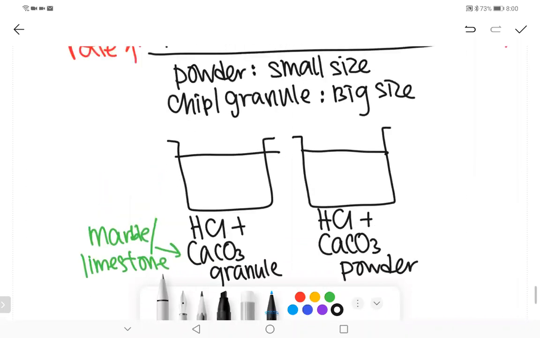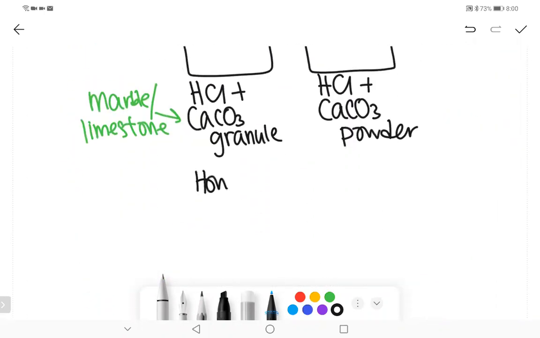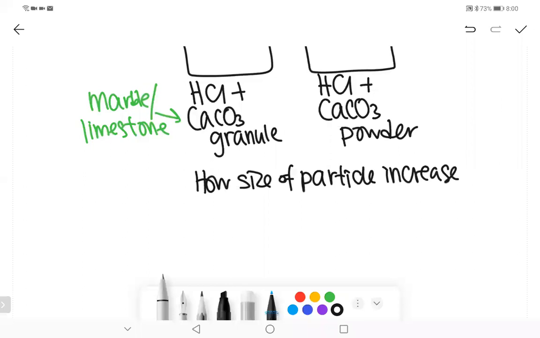Now let me give you a sample question. Let's say the question asks: how does the size of particle increase the rate of reaction? Let's say this question gives you 4 marks.